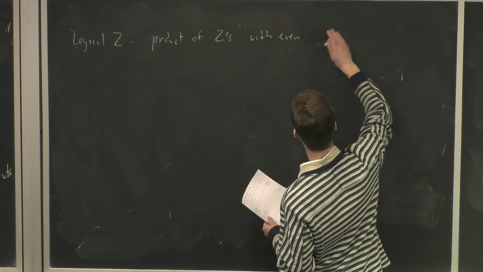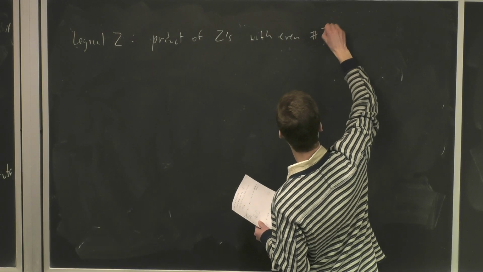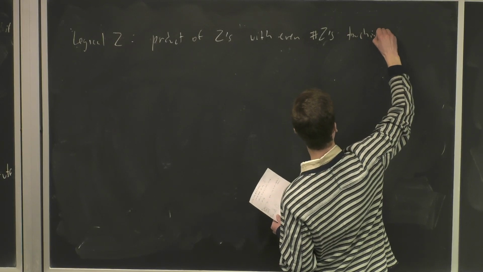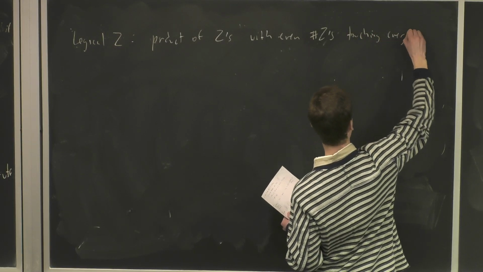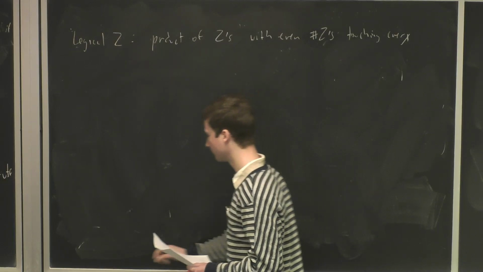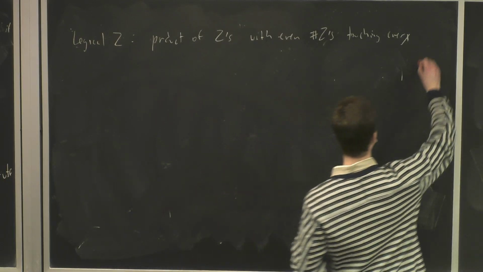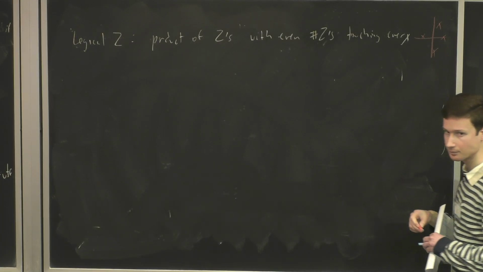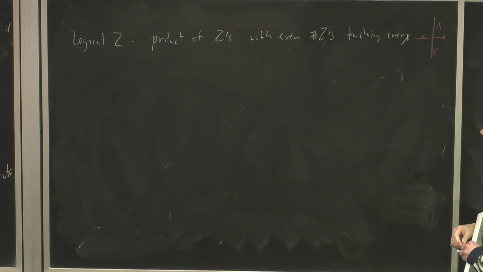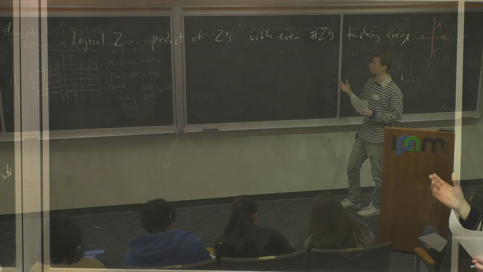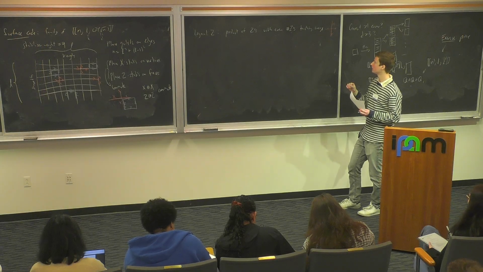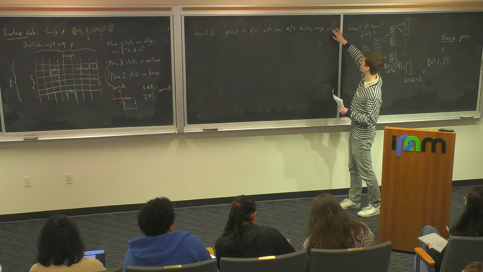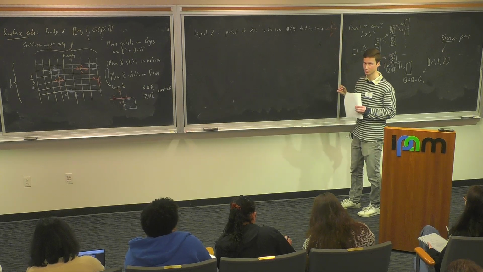Or with, I guess, an even number of Z's, or an even number of edges touching every X stabilizer. And every X stabilizer looks like this. So essentially, to find a logical Z, we just want to find a set of edges that hits every vertex an even number of times. A set of edges such that every vertex sees an even number of edges.